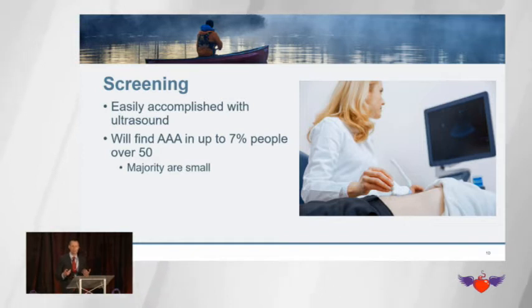If you just scan a bunch of people, you'll find an aneurysm in up to 7% of those over 50. The majority of those are small, though. More than half of those are going to be just over that 3-centimeter mark and actually never grow.